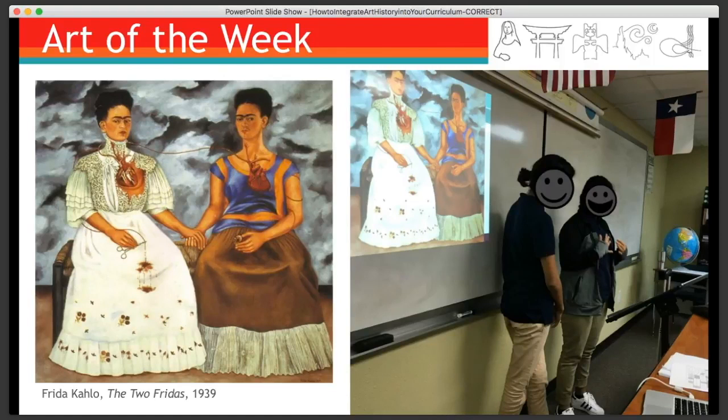where we did the two Fridas. And then we discussed it, and then they had to write a script between the two Fridas, like what conversation they would have and what they would say to each other. And so those are two of my students acting out their two Fridas scripts. And I thought that was really fun.